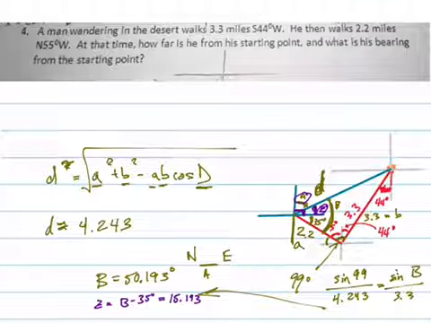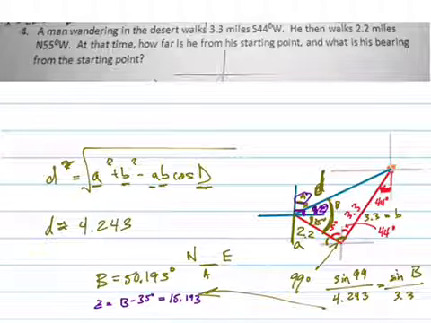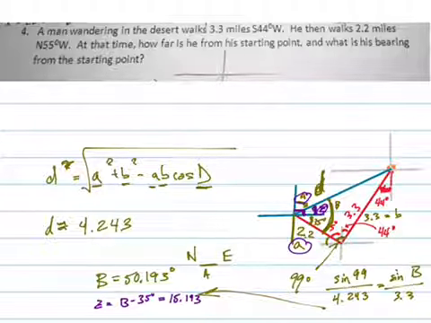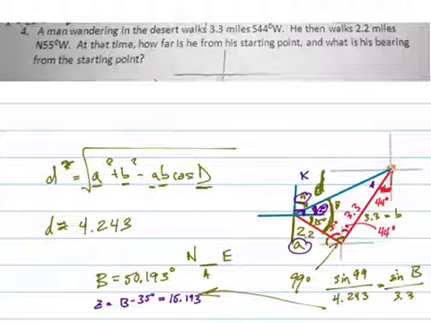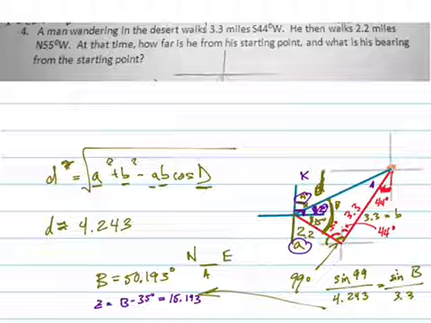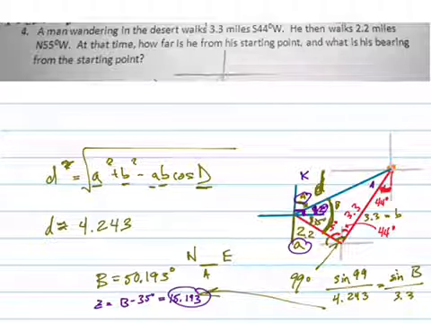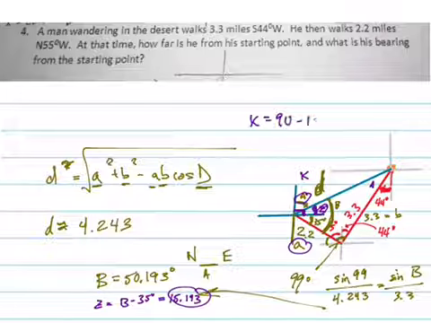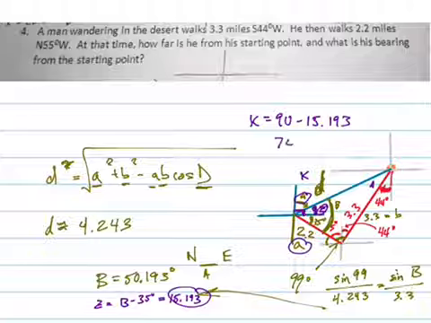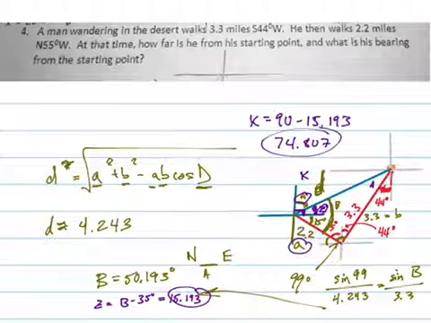So I found Z, which is 15.19, and I subtract that. Well, I shouldn't really call it A, because I called the other angle A. So let's not call it A, let's call it K. The bearing I want is K, that angle right there. So K equals 90 minus 15.193, so K equals 74.807. That's my bearing number.